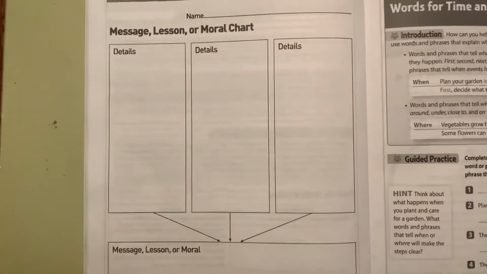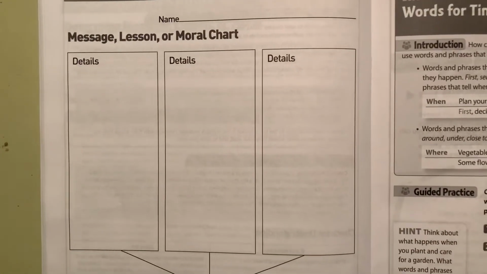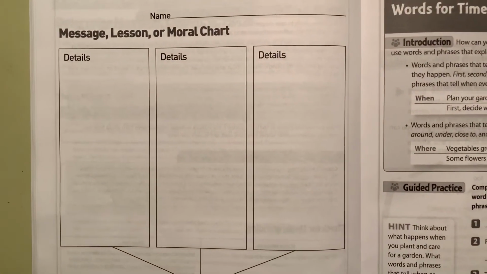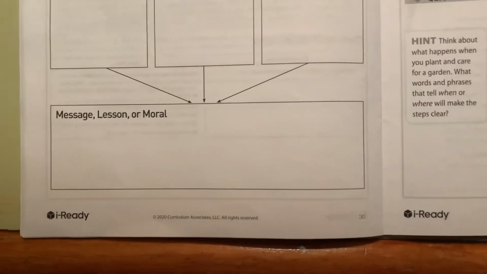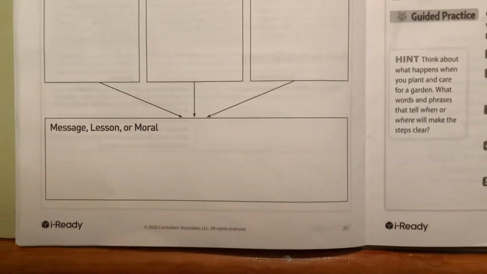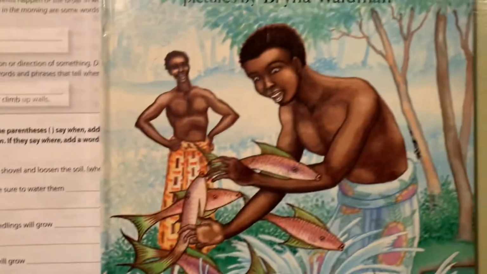And I would like for your work today to be to fill out this chart, the message, lesson, or moral chart with 3 details from the text and the message, lesson, or moral from the text. Anansi finds a fool.